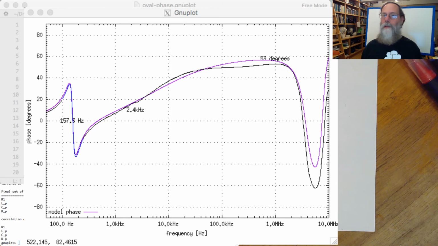You'll be wanting to do this with your own data. Notice that I didn't use any of the phase data in doing any of the fitting here. The phase fit here is coming entirely from the characteristics of the model. And all the fitting was done with just the magnitude data. So it's actually kind of surprising that the phase fits even as well as it does. And that's it for this video.